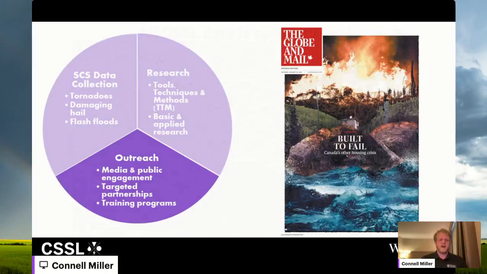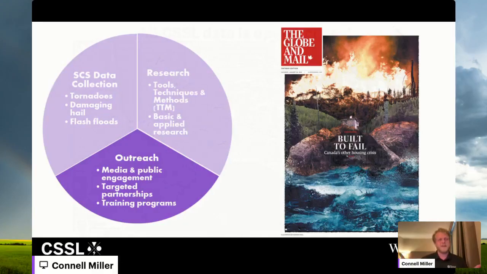And finally, outreach. No research is really worthwhile if you're not reaching out to the public and giving your ideas and trying to change how building codes work in regards to that idea. This was a story that was done for the Canadian Severe Storms Lab in the Globe and Mail.